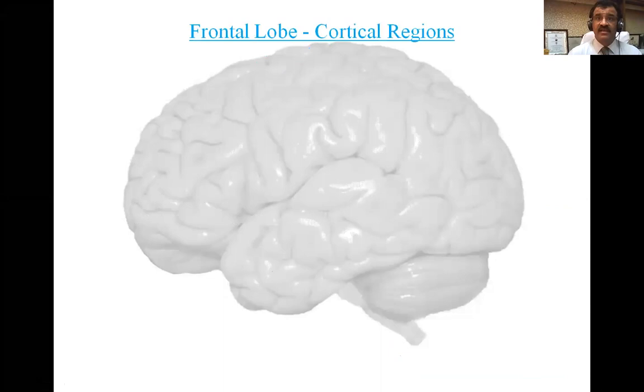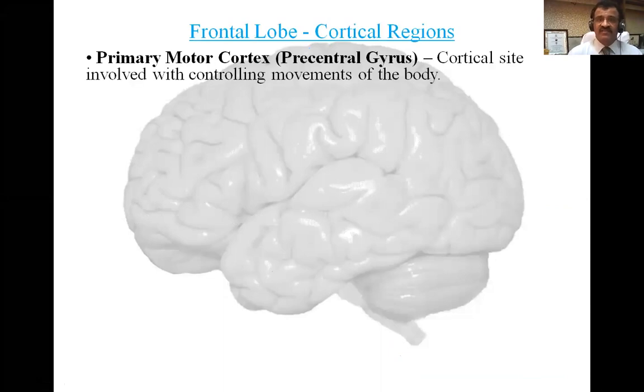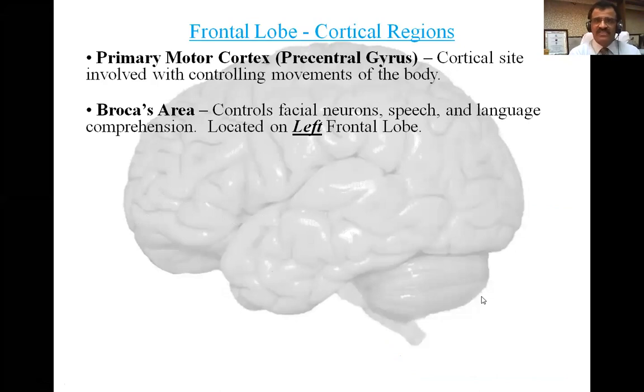Here you can see now the cortical regions of the frontal lobe. First is the primary motor cortex. It is also called the motor area, and it is located on the pre-central gyrus. It is the cortical site involved in controlling the movements of the body. So all the gross movements of the body are related to this primary motor cortex.